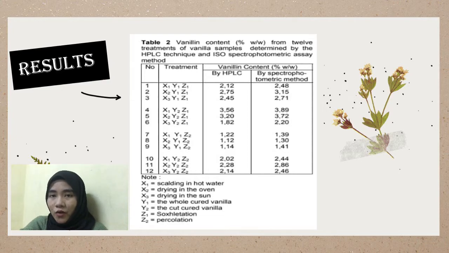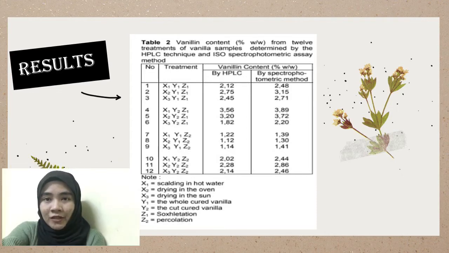For the fourth data, we gain through X1, Y2, Z1, 3.56% from HPLC and 3.89% from spectrophotometry. Next, X2, Y2, Z1, we gain 3.20% from HPLC and 3.72% from spectrophotometry. For the sixth data, X3, Y2, Z1, we gain 1.82% by HPLC and 2.20% by spectrophotometry.